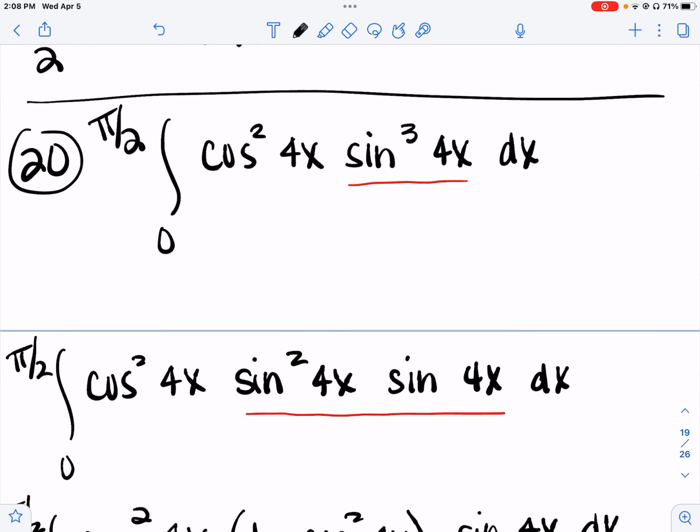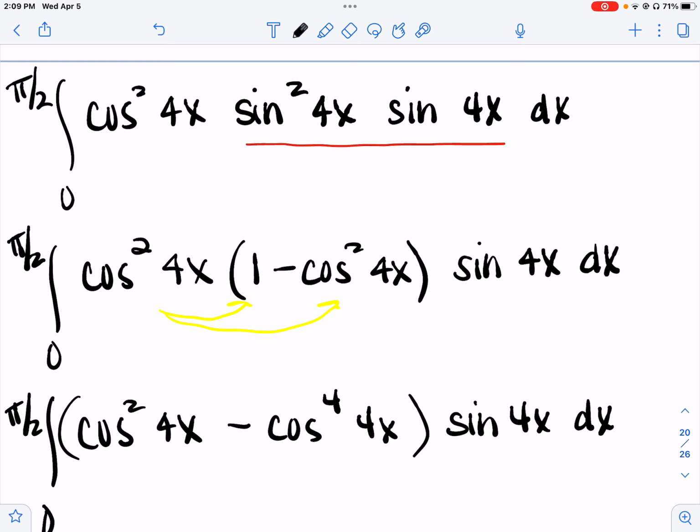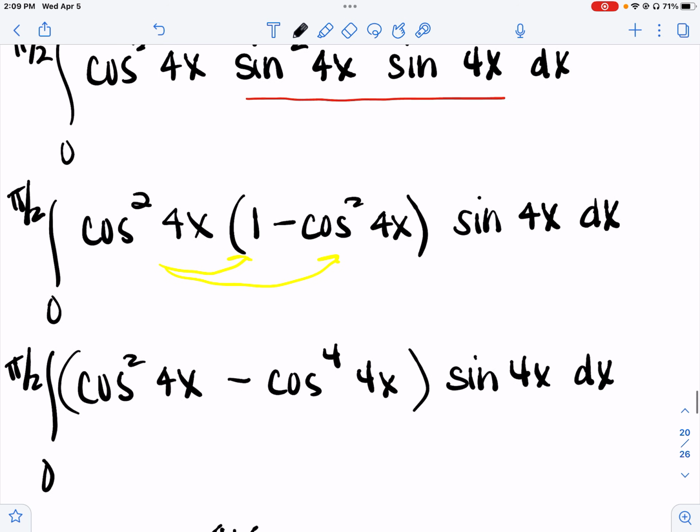Okay, 20. Whenever you have an odd power for sine or cosine, you want to split that up. So sine cubed splits up into sine squared times sine. The reason we do that is because sine squared equals 1 minus cosine squared. So the sine squared of 4x equals 1 minus cosine squared of 4x. Okay, now we distribute: cosine squared times 1, cosine squared times cosine squared. Okay, we leave the sine 4x.